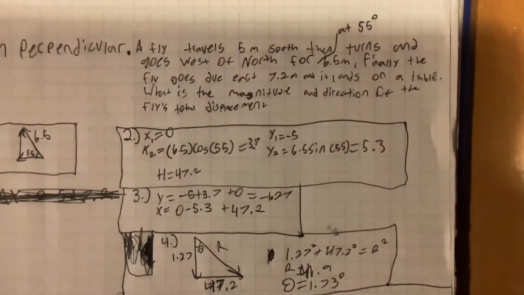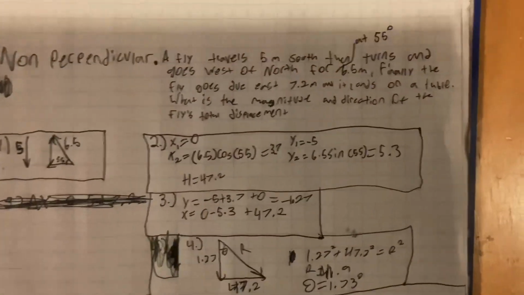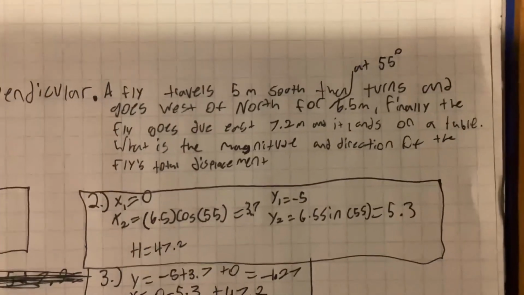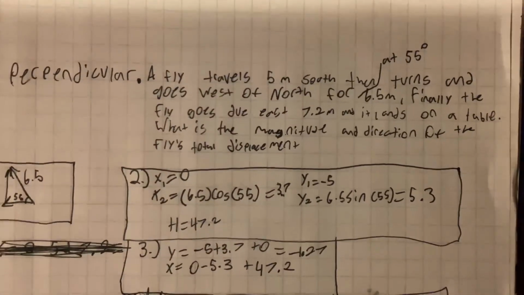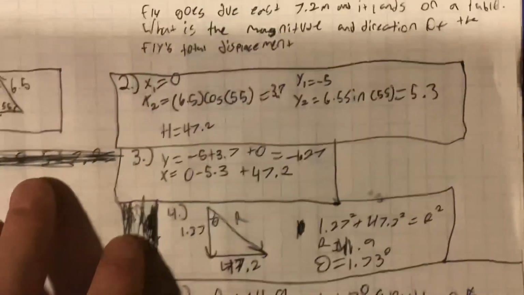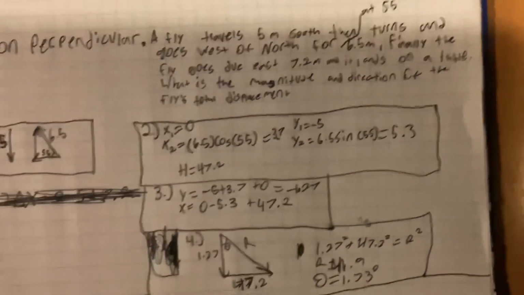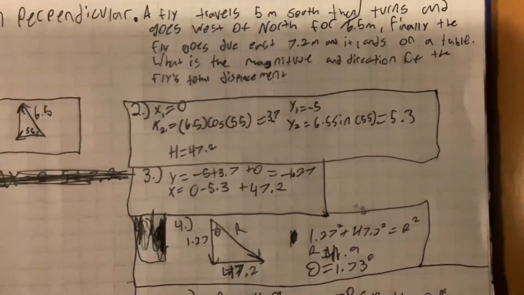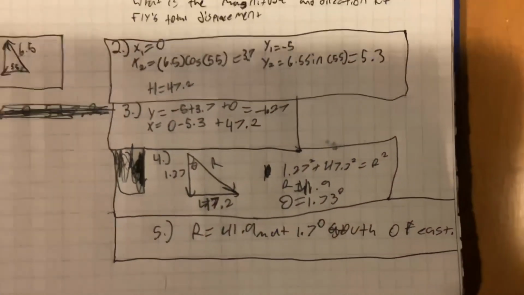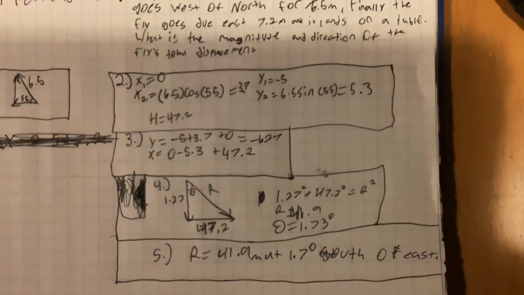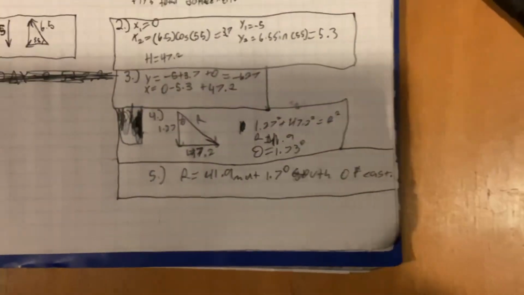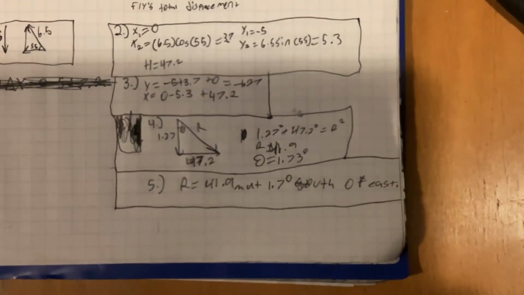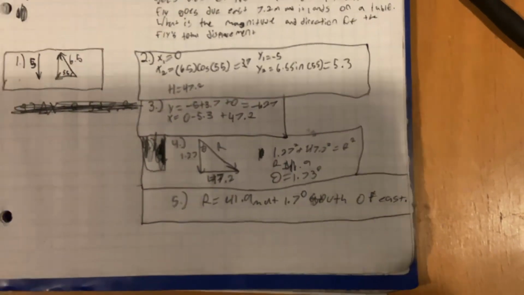Step 2, you label the x and y components and solve for x and y by using cosine and sine functions. Step 3, you find the change in x and y. Then you draw that out and find the resultant and the angle. Then you could write it out and get the answer of 41.9 meters at 1.7 degrees south of east.